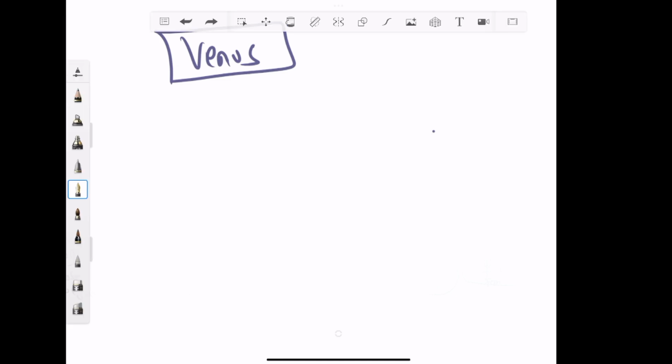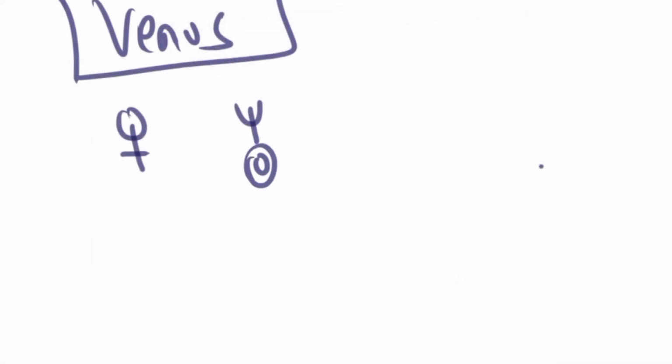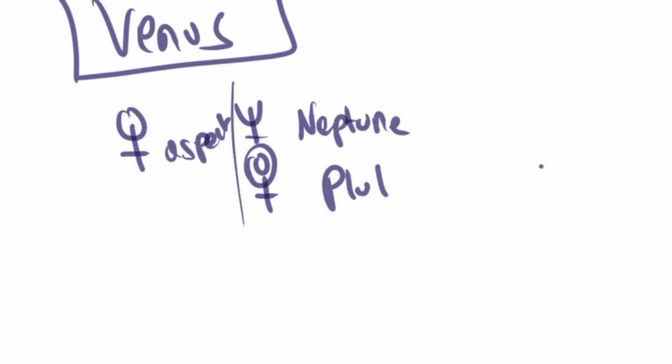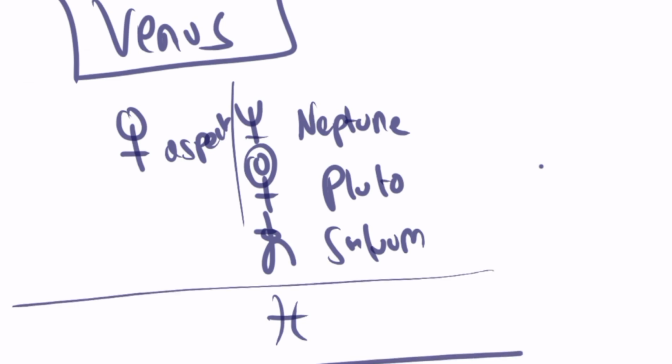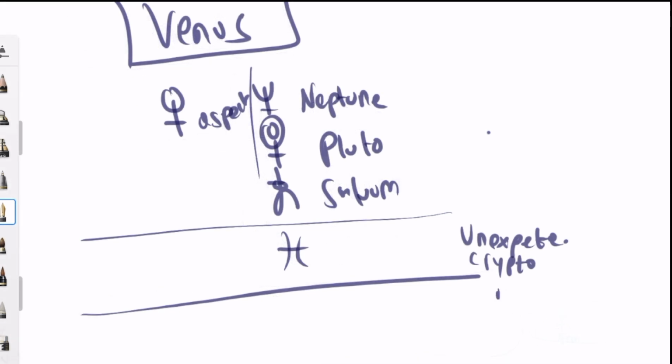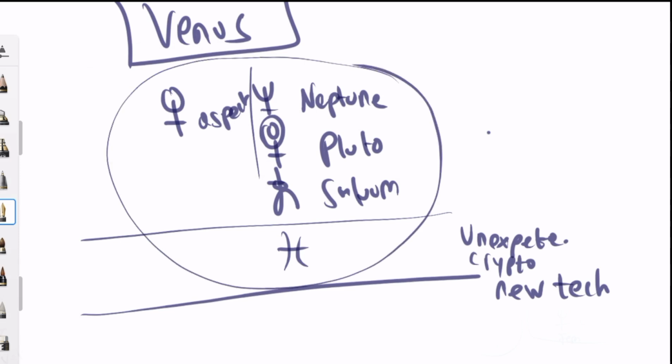So let's summarize how Venus aspects planets. Venus with Neptune, Pluto, Saturn, with any aspect generally, and even Uranus. Uranus I will put as neutral because it's unexpected and very related to crypto and new tech, but considered to be uncertain and mostly bearish.